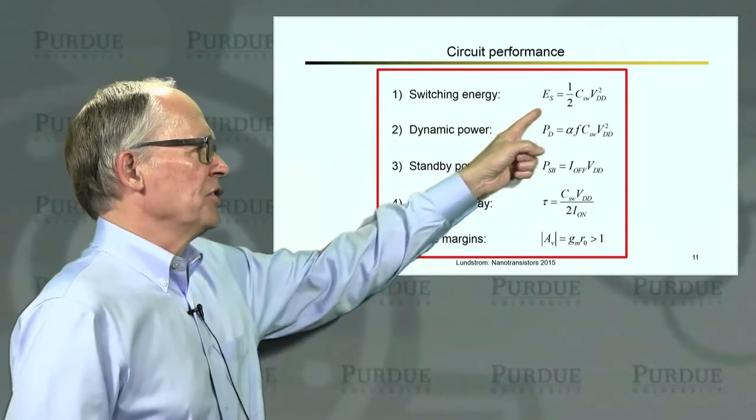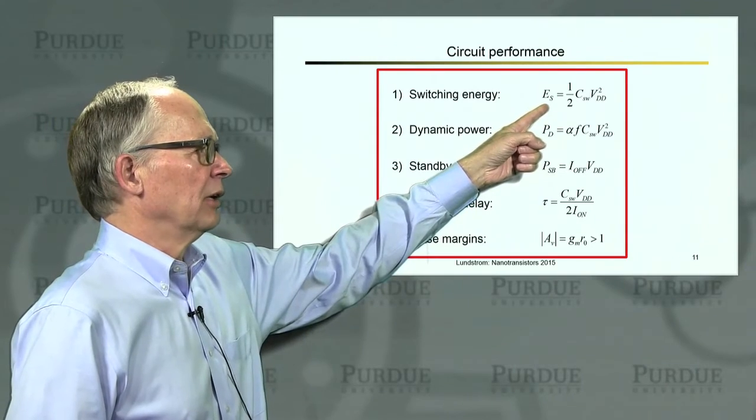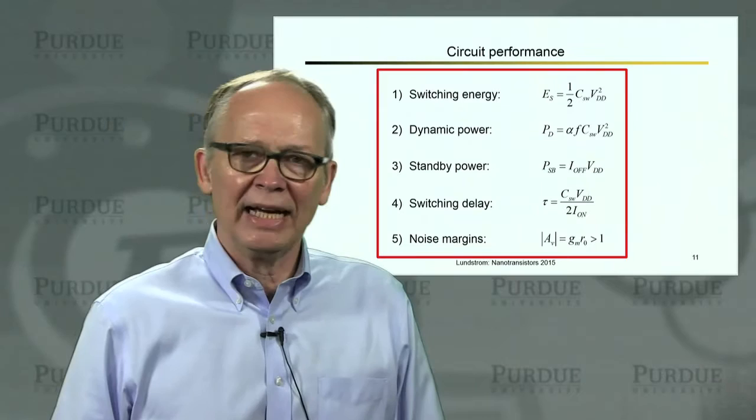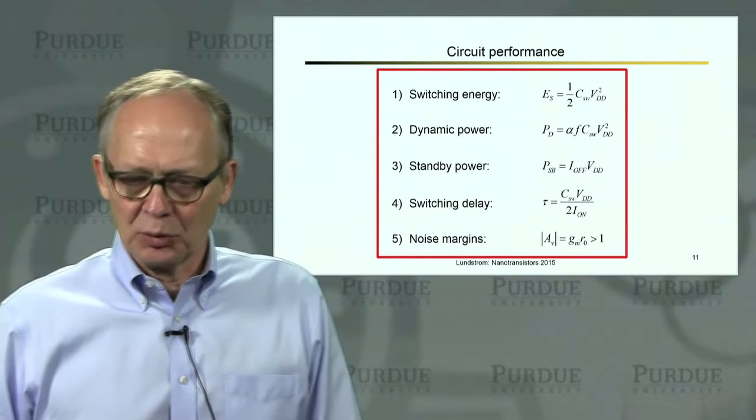The amount of energy it takes to make a 1 or a 0 is the energy stored in the switching capacitance. That's 1/2 capacitance times voltage squared.